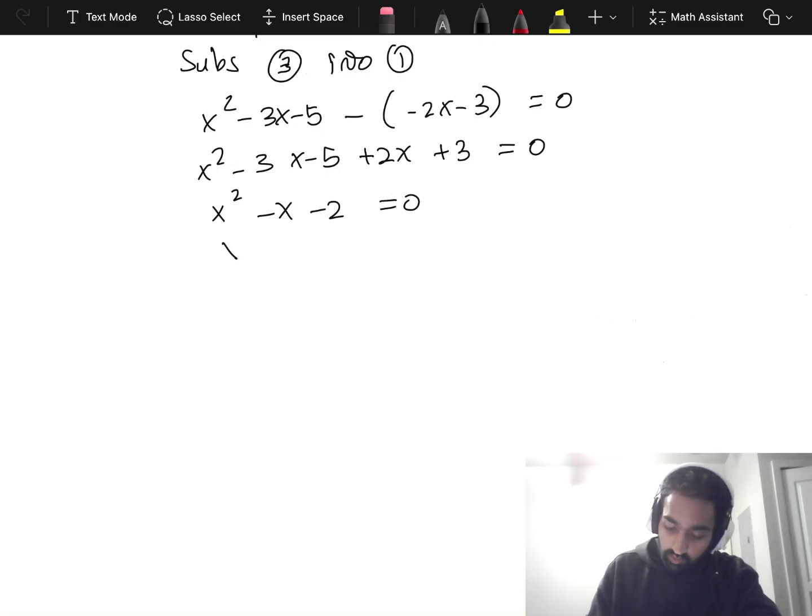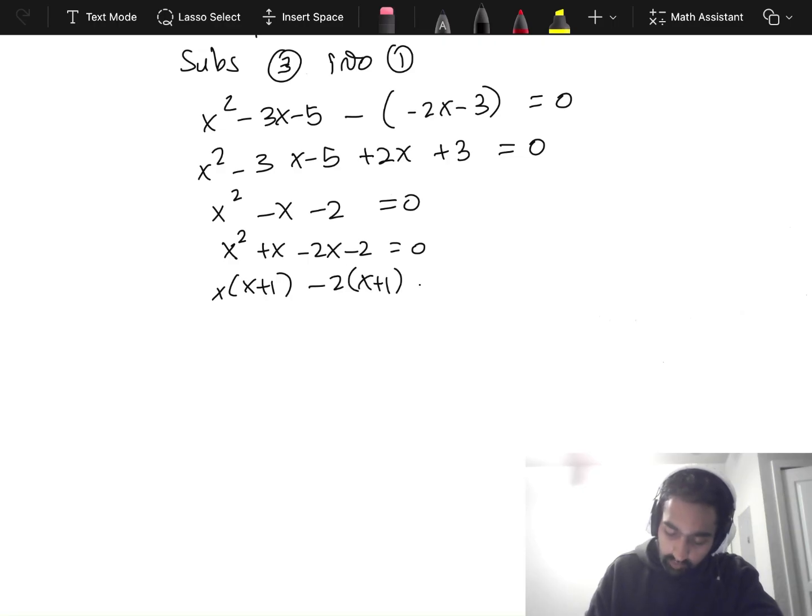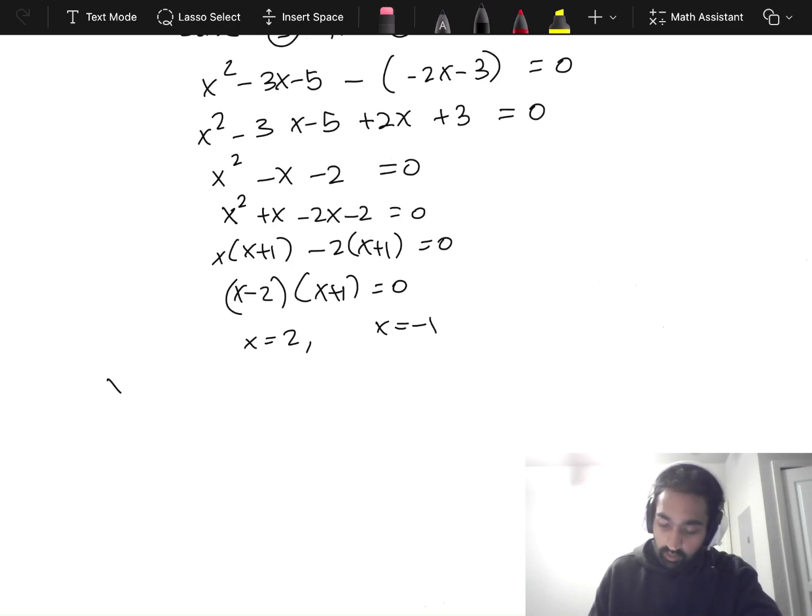So the way that you do that is, it'll just be minus 2 and 1. So what you get is x squared plus x minus 2x minus 2 equals 0. Now I factor each term, so x times (x plus 1), and then minus 2 times (x plus 1) equals 0. If I factor these together, (x minus 2) times (x plus 1) equals 0, so x is equal to 2, x is equal to minus 1.